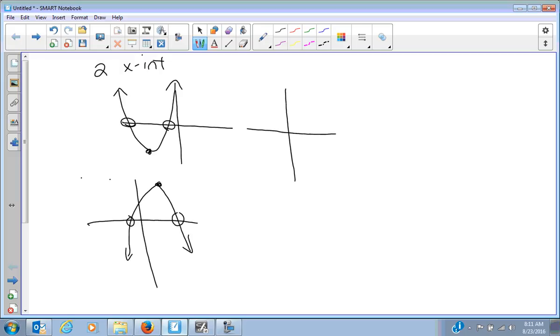Well, what happens if I have this? Where else could my vertex fall? It's above it and it's below it. What else can happen? What if I have the vertex actually falling on the x-axis? Could that happen? Sure. How many intercepts do I have then? I only have 1 x-intercept then. It's only touching the x-axis how many times?